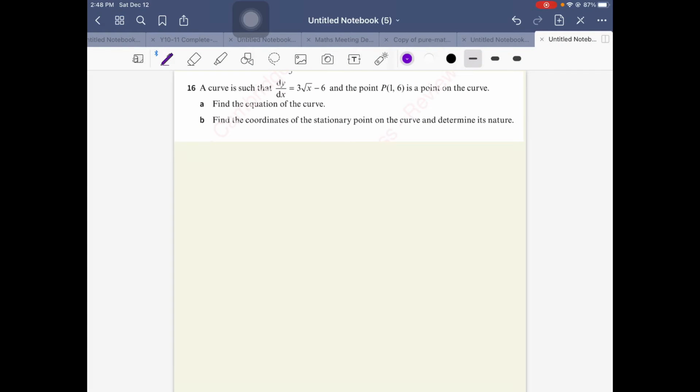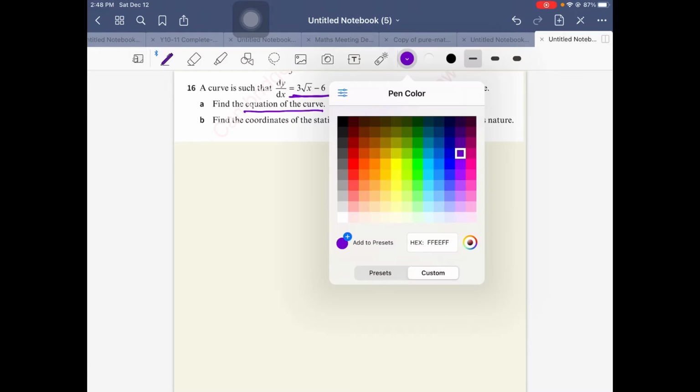Hi all, let's solve this question on derivative. In this question, we are given a differential equation, and we are given one point on the curve of the function. Our target is to find the equation of the curve. So equation of curve means y equal something. We're not finding a derivative, rather we are getting rid of the derivative in this question. We are removing the derivative. So let's start now.